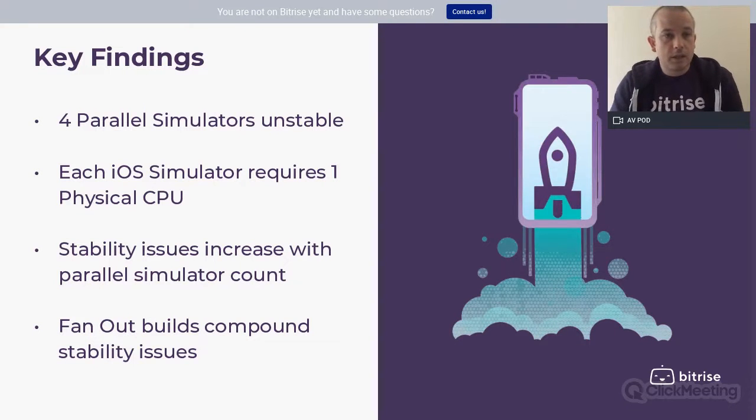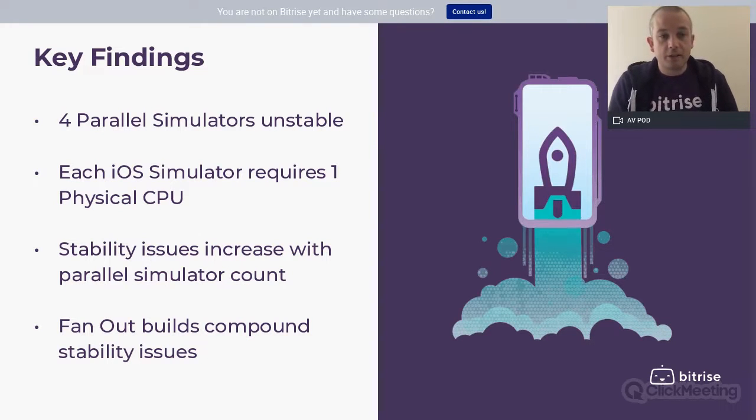Cool. Yeah, so the key findings there: four parallel simulators, from what I've seen, is just unstable in general. We need to run some more tests on a much larger machine with much more RAM to see if we can ramp up to 5 and 6. And hopefully we'll share those results later on.